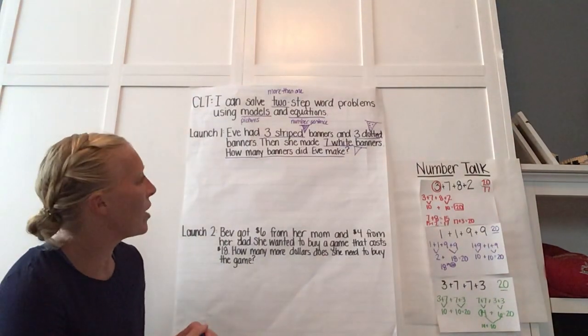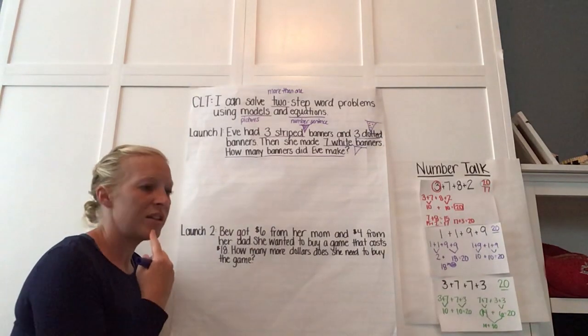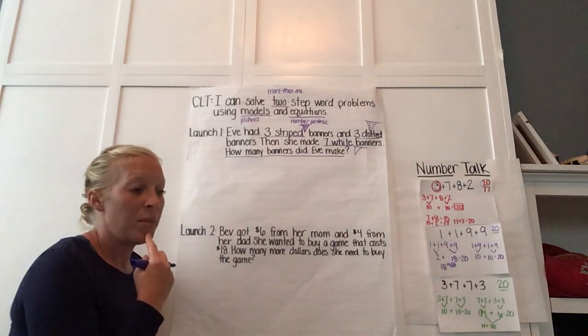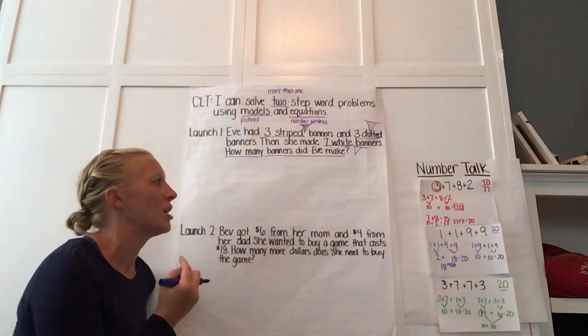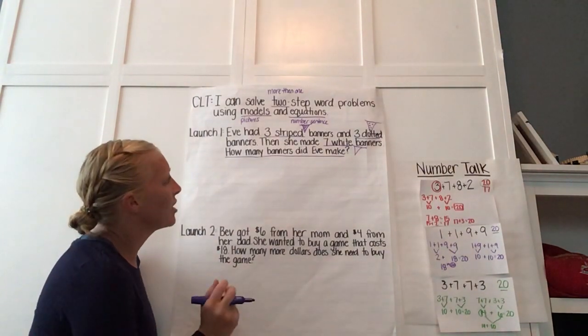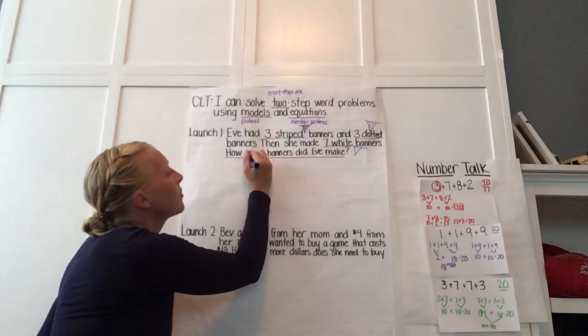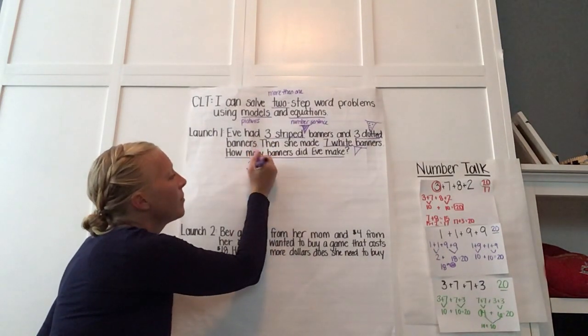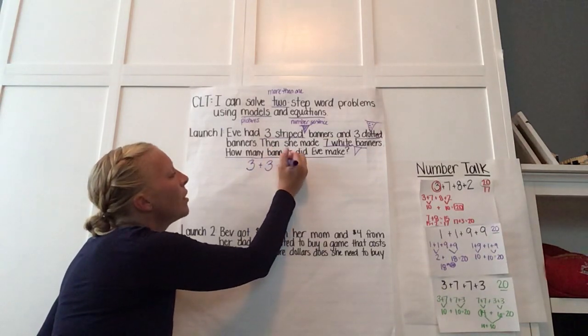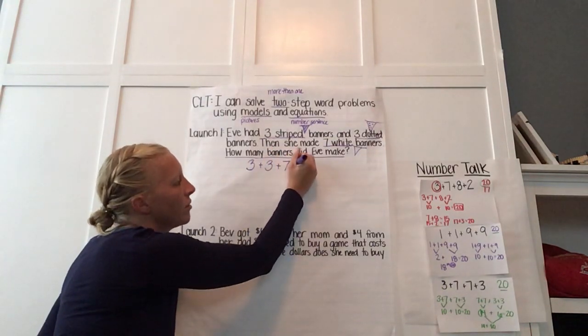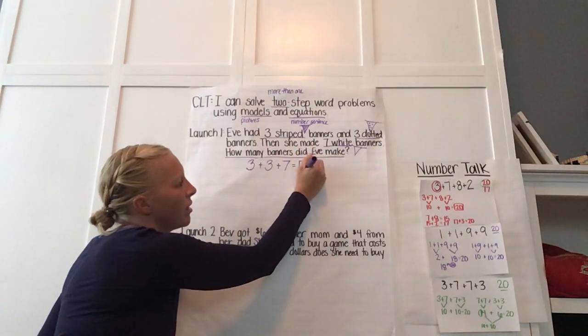Tell me what equation you wrote to match this story. And the rest of us, our pencils are down and we're listening, because you either are going to agree or you're going to disagree. And I want you paying close attention. What equation did you write to match this? 3 plus 3 plus 7 equals blank.